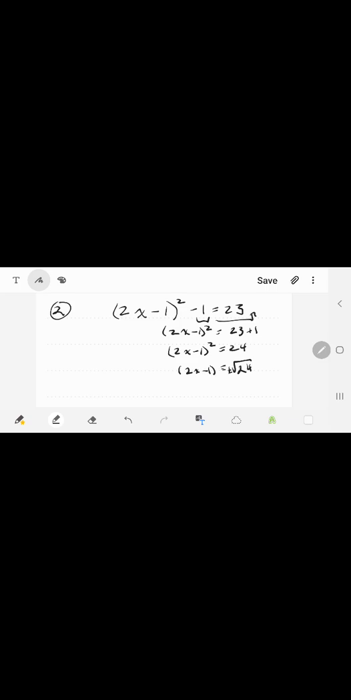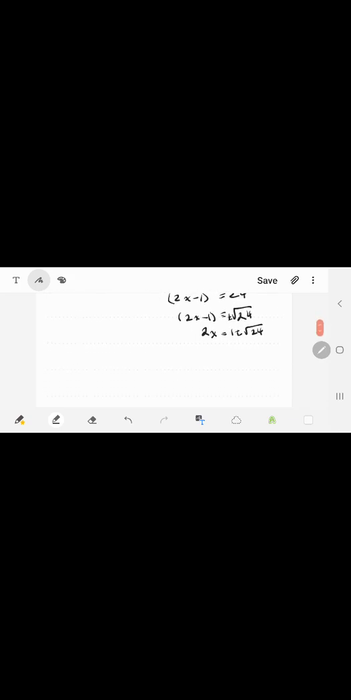So now, in order to solve, you end up with 2x is equal to 1 plus or minus the square root of 24. And now, for our final step, we're going to divide both sides by 2. So we end up with x is equal to 1 plus or minus the square root of 24 over 2. And you just leave it like that.